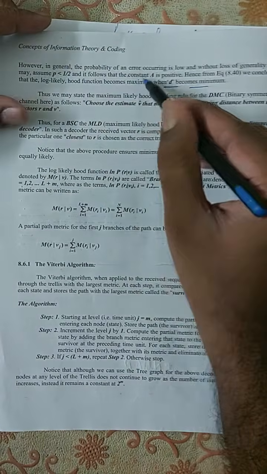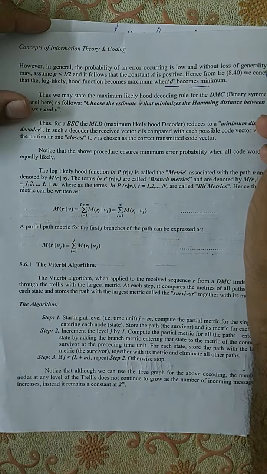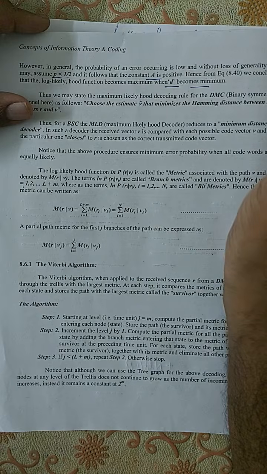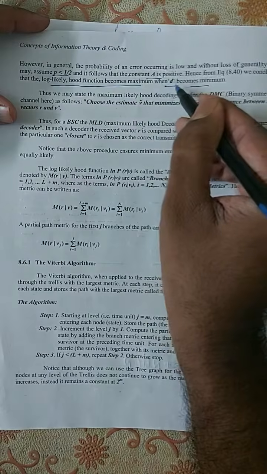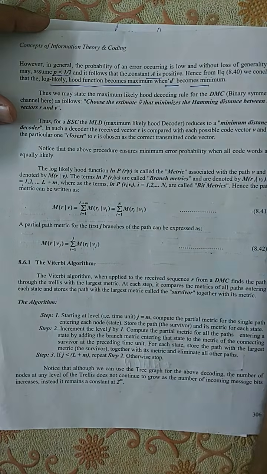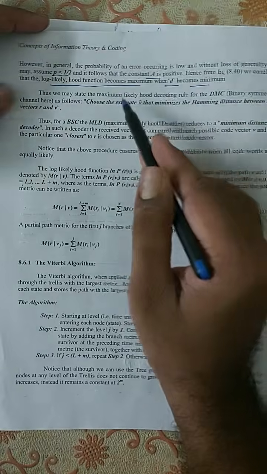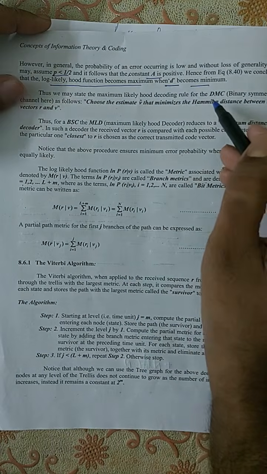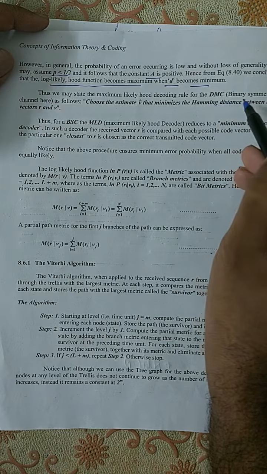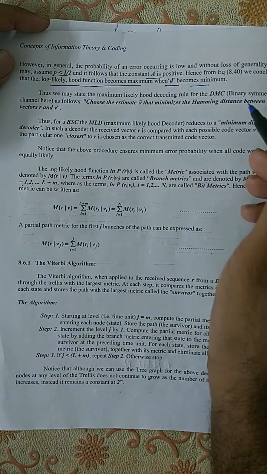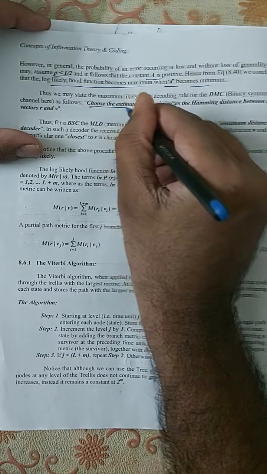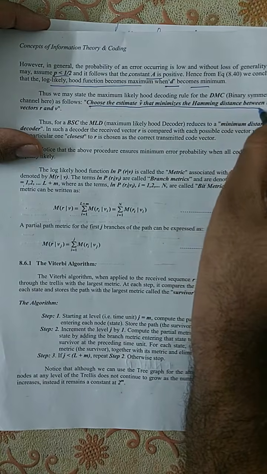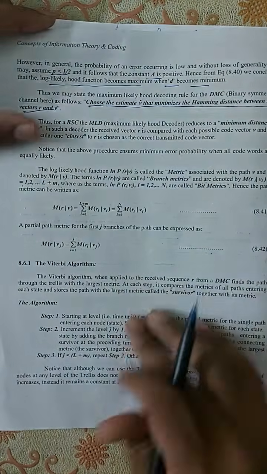So in general, the probability of error occurring is low. Without loss of generality, we may assume that p is less than 1/2, and it follows that the constant a is positive. Hence, from the above equation, we can say that the log likelihood function becomes maximum when the Hamming distance d becomes minimum. Then we may state that the maximum likelihood decoding rule for a discrete memoryless channel, or a binary symmetric channel, this is a BSC channel, is this: choose the estimate v that minimizes the Hamming distance between the vectors r and v.